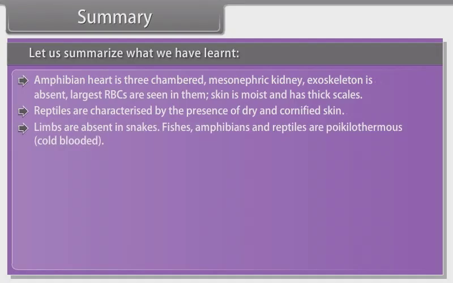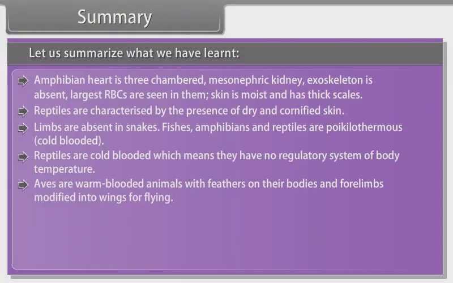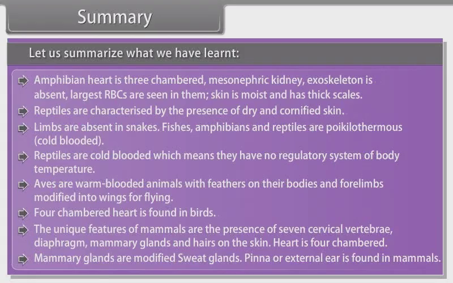Fishes, amphibians, and reptiles are poikilothermous, that is, cold-blooded. Reptiles are cold-blooded, which means they have no regulatory system of body temperature. Aves are warm-blooded animals with feathers on their bodies and forelimbs modified into wings for flying. Four-chambered heart is found in birds. The unique features of mammals are the presence of 7 cervical vertebrae, diaphragm, mammary glands, and hairs on the skin. Heart is 4-chambered. Mammary glands are modified sweat glands. Pinna or external ear is found in mammals.